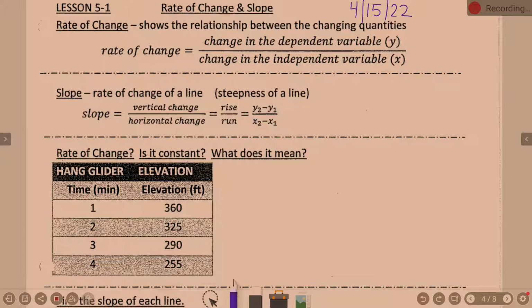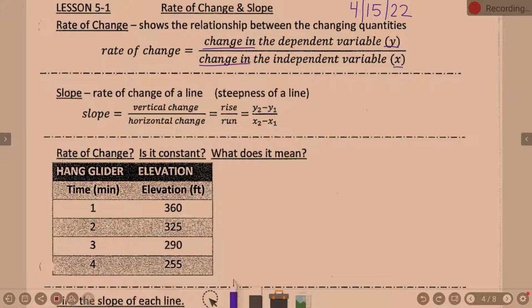So, rate of change shows the relationship between the change of quantities. You'll notice there for rate of change, it says, in the fancy words, change in the dependent variable y over change in the independent variable x. Well, if you ignore the big words there, change in y over change in x is what we will often think of. That's the idea when we talk about rate of change, and that's also the same idea for slope.